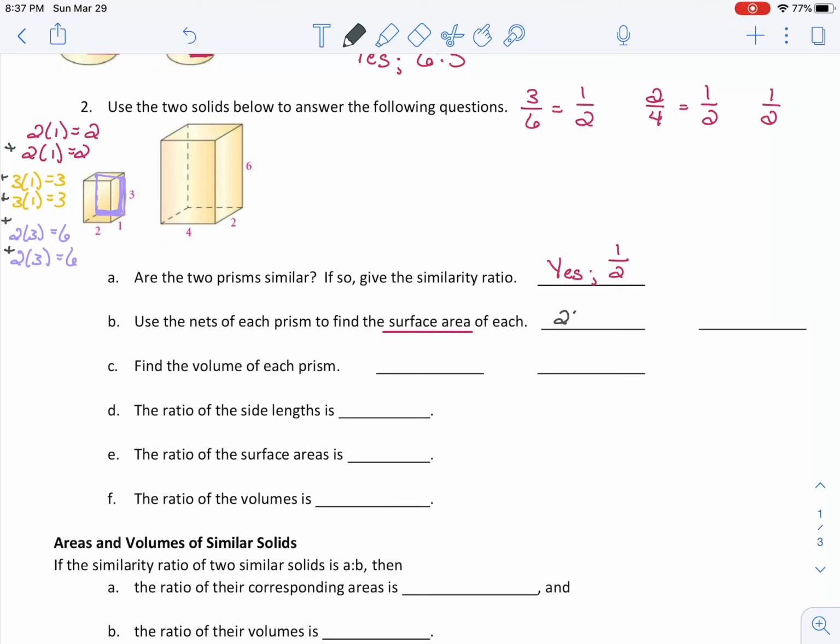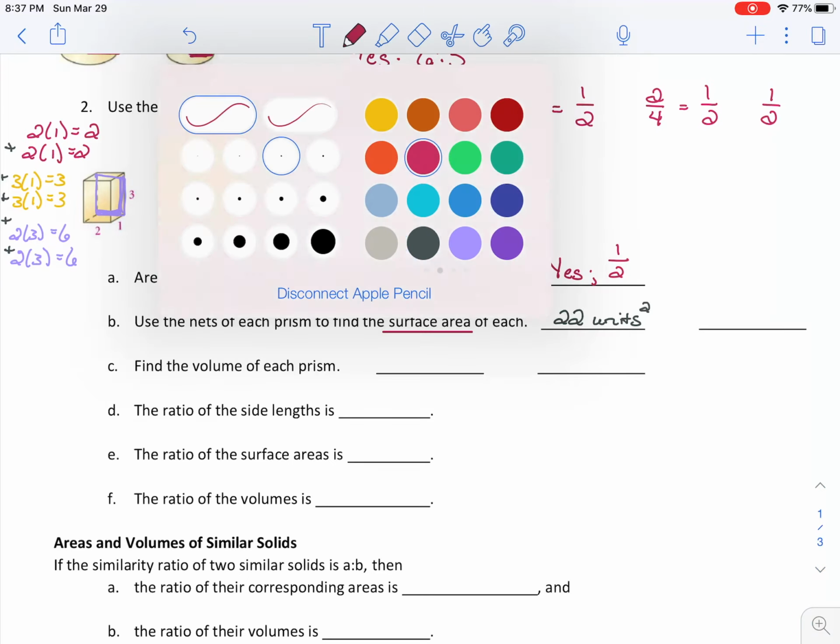There'd be 3 6s, 18, 19, 20, 22. 22 square units for that smaller one. And it's square units because it's the surface area. Area is always in units squared.